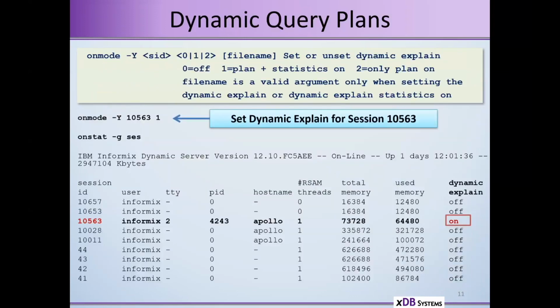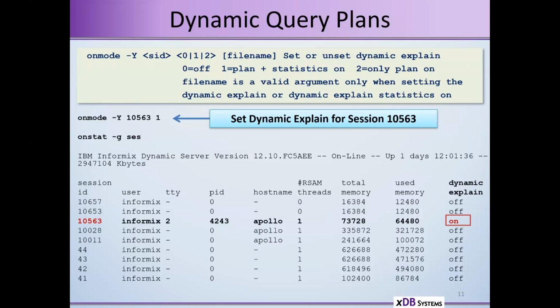There's another way to get explain plans, and that's dynamic explain plans or dynamic query plans. If you're looking at your database and you see a session running, and you want some insight into what might be happening, you can get the query plan of a running session with onmode -Y and the session ID. Then there's a parameter at the end. One turns it on, and you'll get the plan and the statistics. Two is if you only want the plan, and zero turns it off.